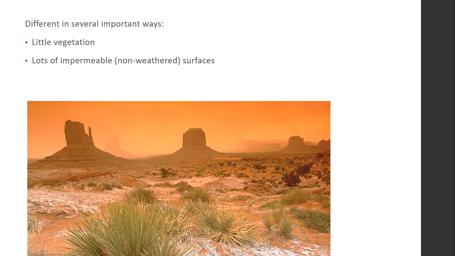They have lots of impermeable, non-weathered surfaces. And what this means by impermeable is that water cannot filtrate through the landscape as easily. You might think that when the earth is very, very dry, it would actually soak up water really fast, but actually the opposite is true. After a landscape has been dry for a really long time, it gets compacted and it's actually really hard for it to soak up that water.